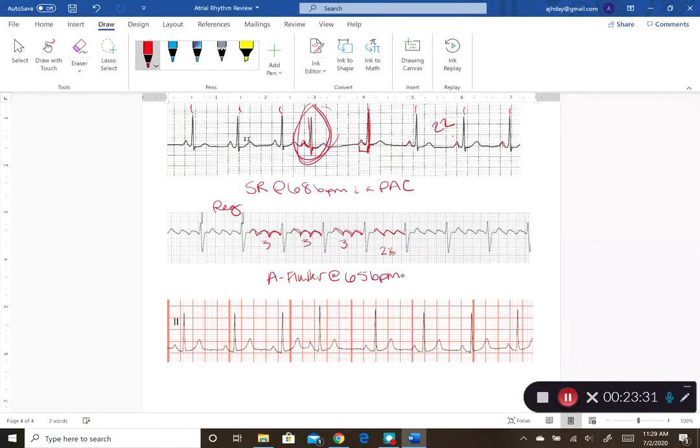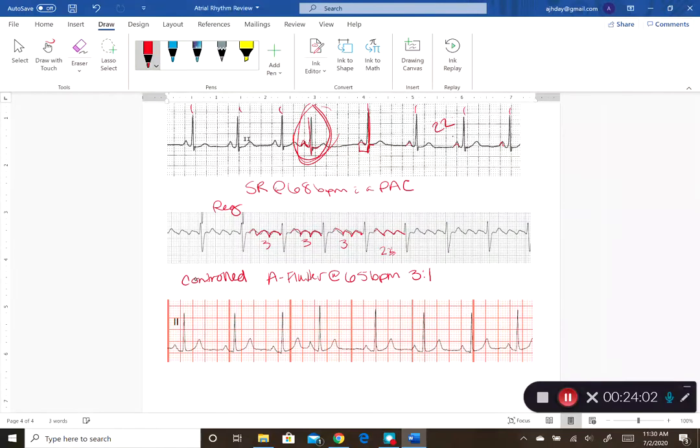And remember with this, because I have more P waves than QRSs, I have to put the conduction ratio. And then because it's atrial, I need to know, is this controlled or uncontrolled? Well, my rate is very regular and it's only 65 beats per minute, which is well below 100 beats per minute. So this is going to be controlled. So I have a controlled A flutter at 65 beats per minute with a 3:1 conduction ratio.